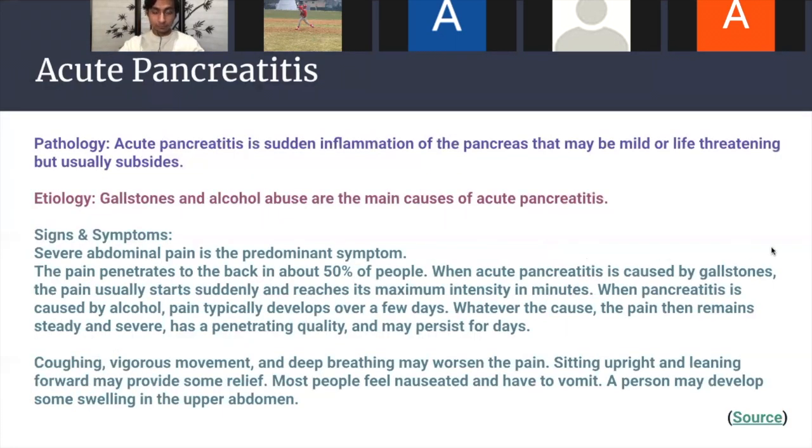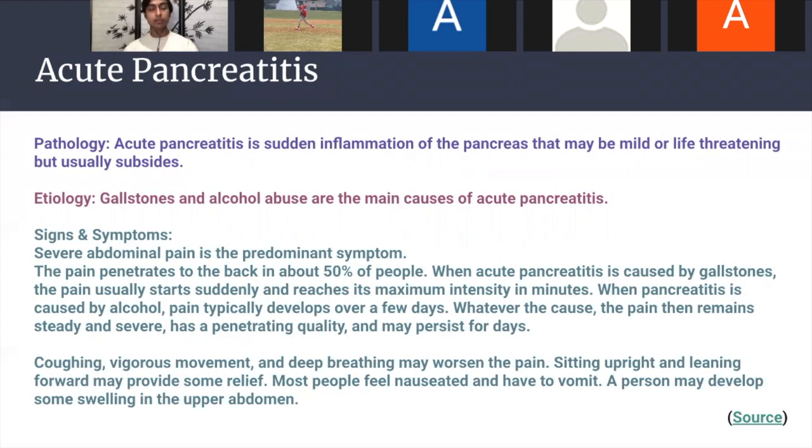Okay. So again, acute pancreatitis, pain in my stomach, what do I do? But what you'll notice is that there's a difference here. It penetrates to the back in 50% of people, which is a good margin for the basis of understanding conditions. If you just say stomach pain, it's very hard to differentiate. But now we see pain in the back, and the etiology, very important: gallstones and alcohol abuse.